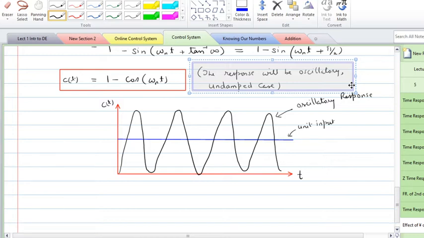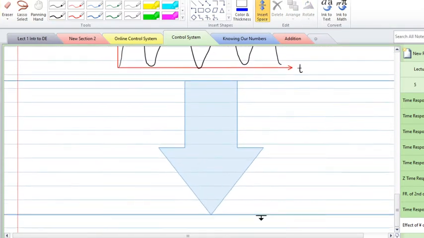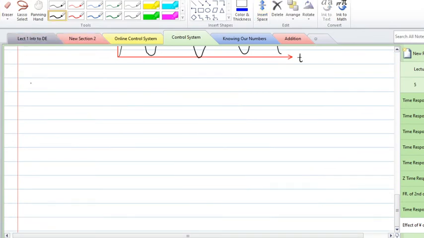So let's look at another condition, that is case 3, when zeta is equal to 1. As we know, when zeta is equal to 1, the roots are repeated negative real.